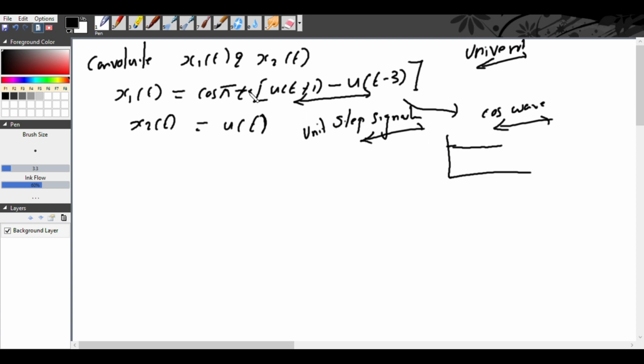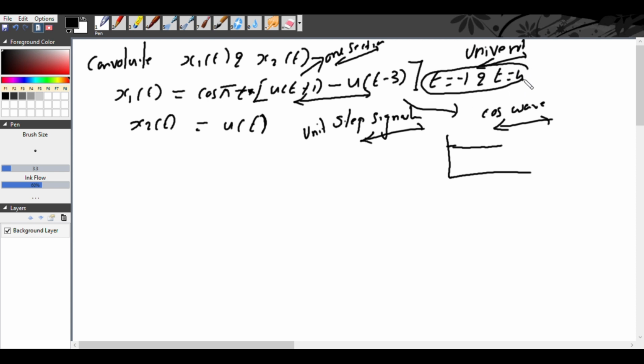Now, this is the effect of cos pi t into u of t plus 1 minus u of t minus 3. Look, u of t plus 1 is going to allow me one section of cos pi t after taking the product. U of t minus 3 will allow another section of cos pi t. Now, this is the subtraction. Very sure, cos pi t will be restricted between t equal to minus 1 and t equal to 4.